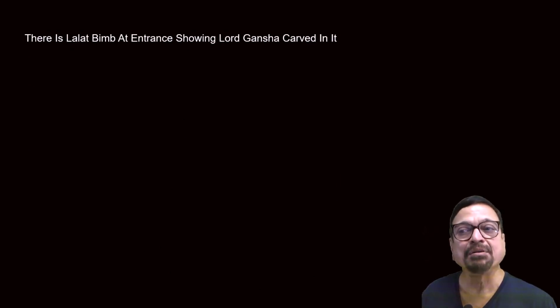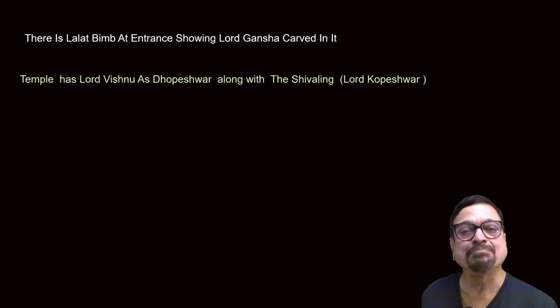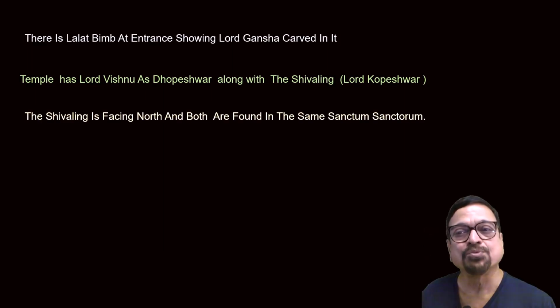There is a Lalata Bimba at the entrance showing Lord Ganesha carved in it. You will find 2 Lalata Bimbas, one outside and another not exactly inside but in between. It has Goddess Saraswati. We are going to see it also in the videos. So that means the temple was constructed in 2 stages. The temple has Lord Vishnu as well as Lord Shiva, so Keshava and Kopeshwar together.